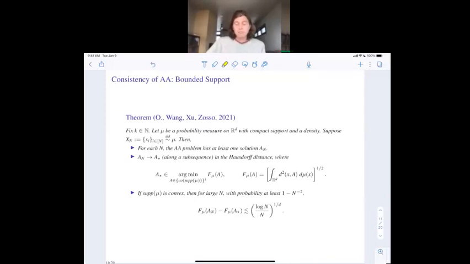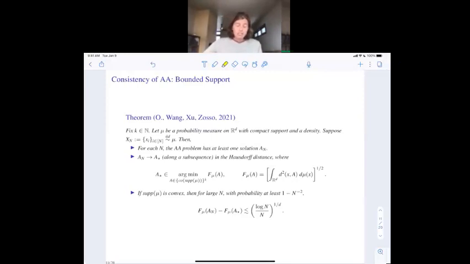So my mu is my probability, the measure that I'm sampling points from. If this has compact support and a density, and I'm assuming my data is sampled IID from it, what we can prove is that for each n, the archetypal analysis problem has at least one solution, A of n. Of course, this was already known by Cutler and Breiman.